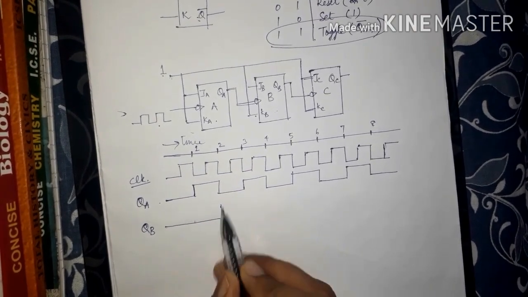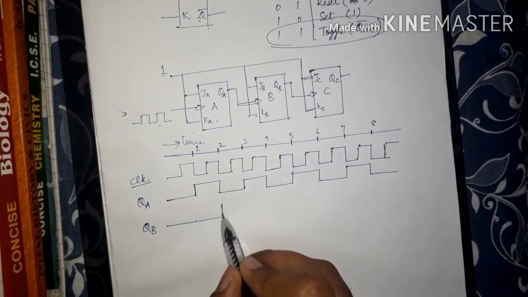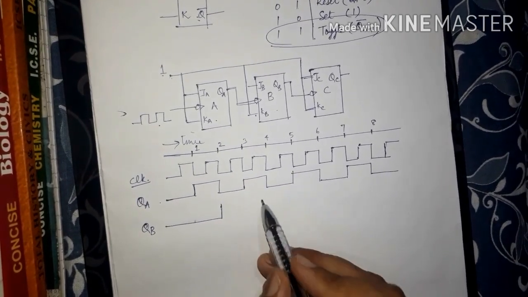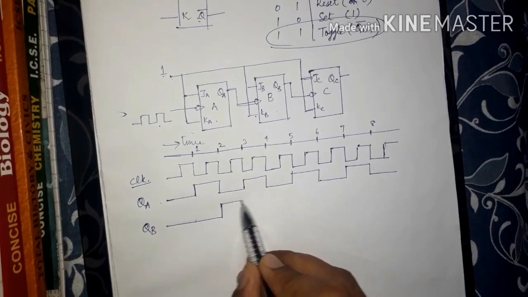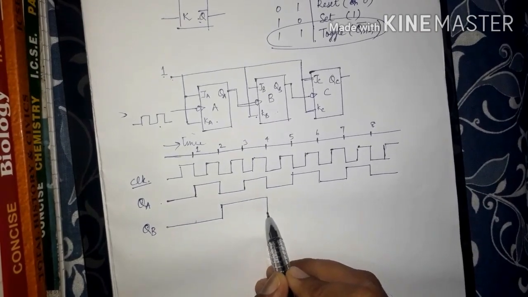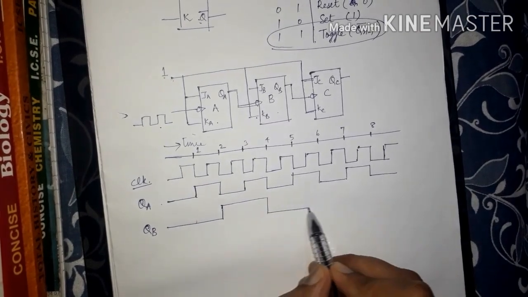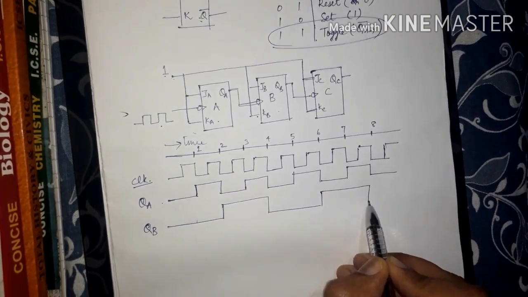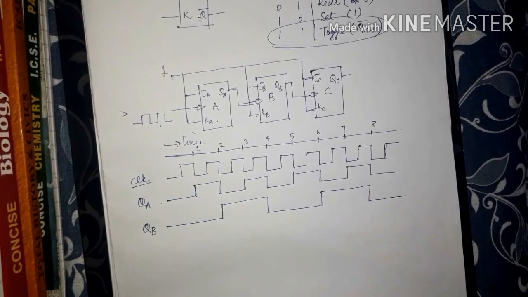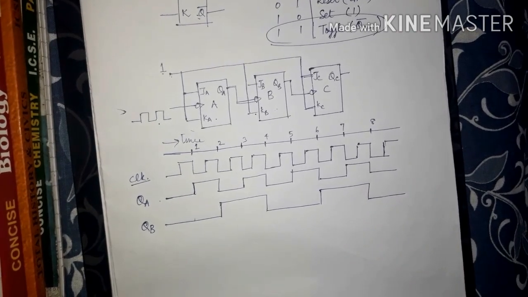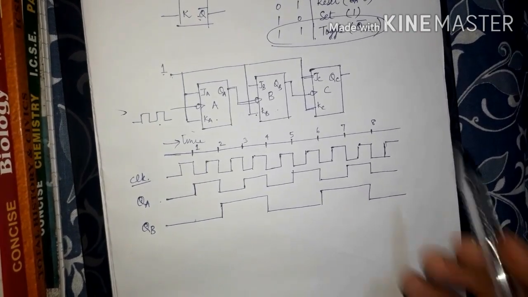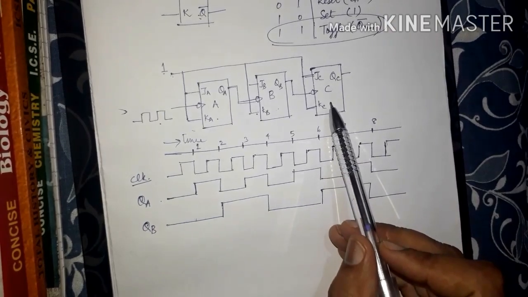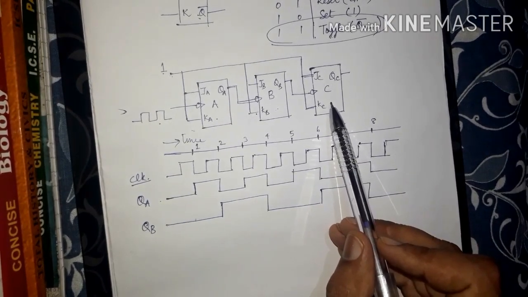So the negative edge of pulse QA is here, so it will toggle. Next negative edge is here, so it will toggle at this point. Next negative edge is here, it will toggle. That next negative edge is here and it will toggle, and so on. Hope you understand it. Similarly, we move our focus to the flip-flop C.